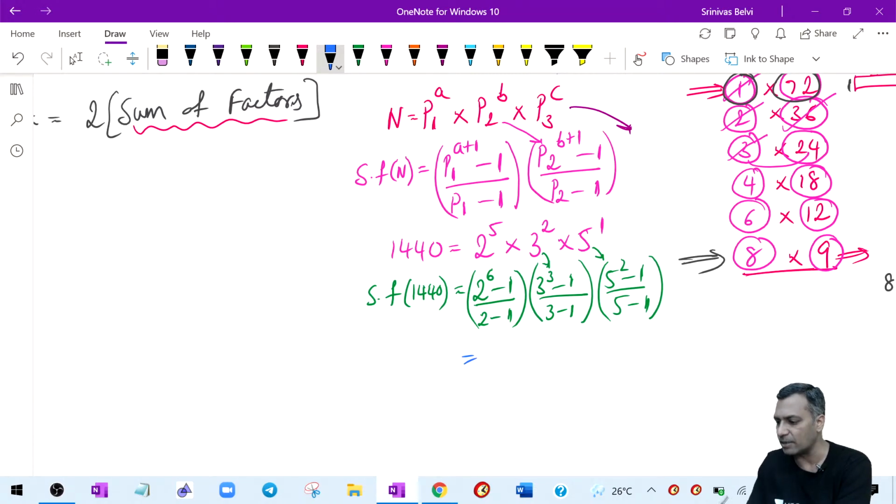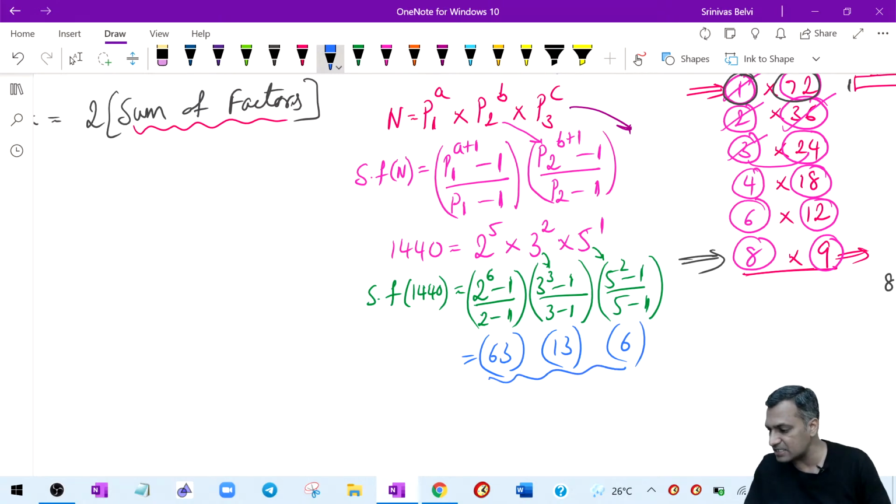So therefore, the first number is nothing but 63. The second number is 26 divided by 2, which is 13. The third number is 24 divided by 4, which is nothing but 7. Sorry, which is nothing but 6. We multiply these particular numbers.